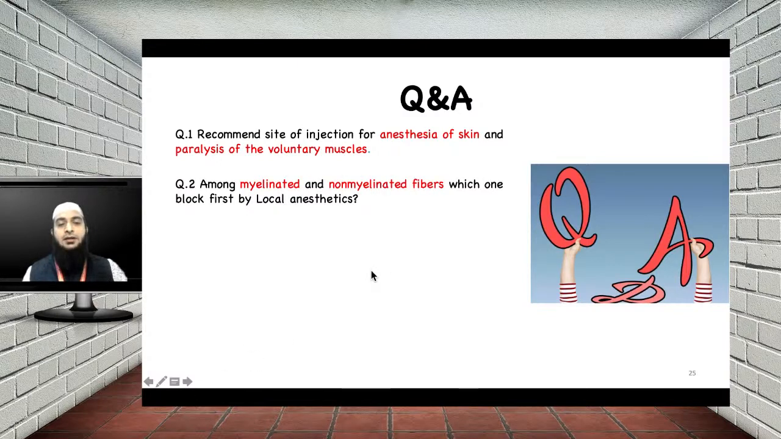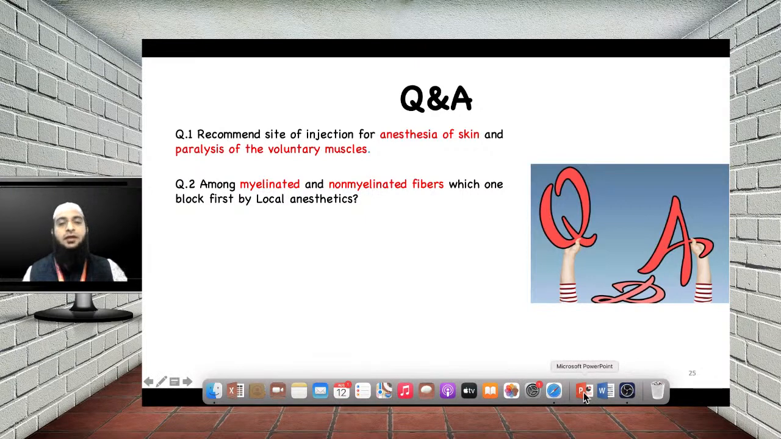Among myelinated and non-myelinated fibers, which one is blocked first by local anesthesia? We have seen this is the effect of local anesthesia on the different structures.